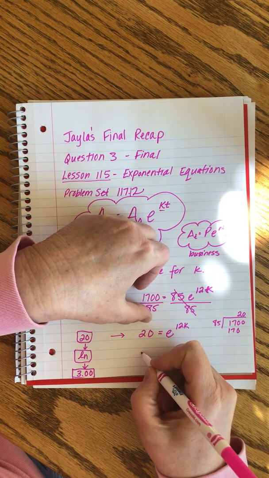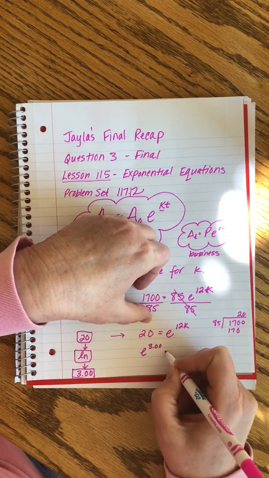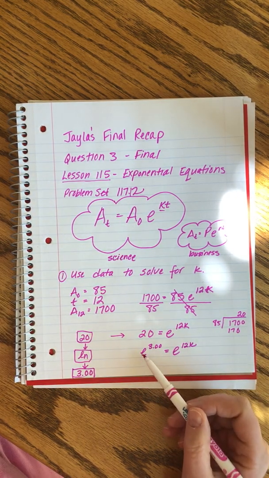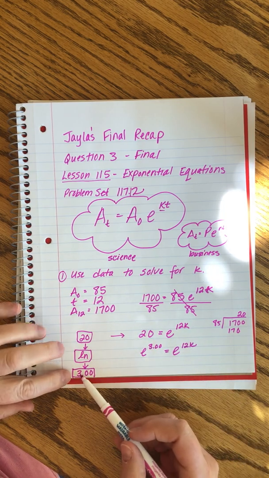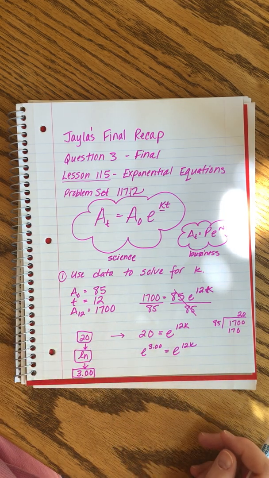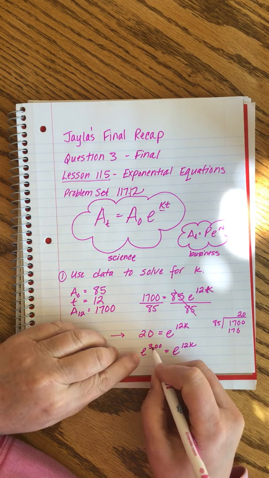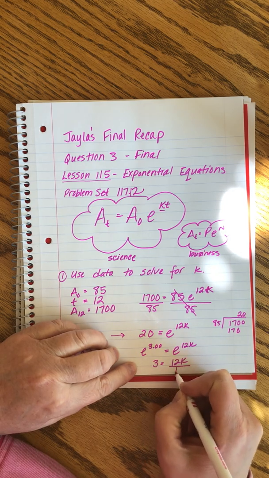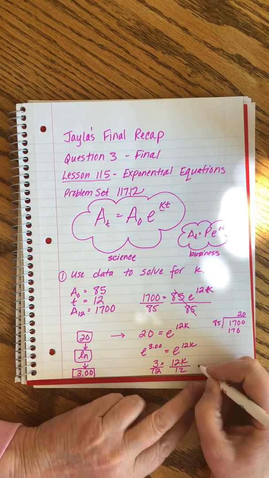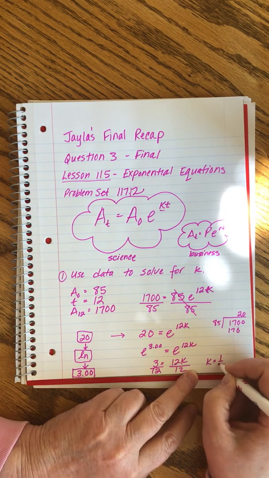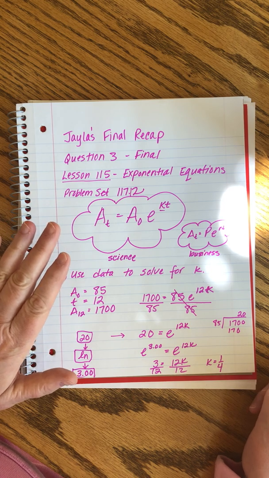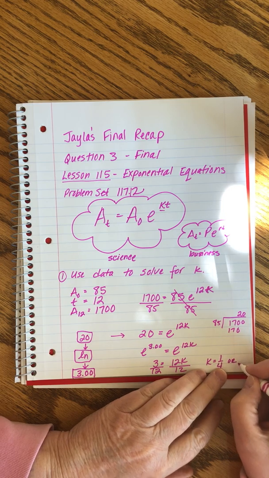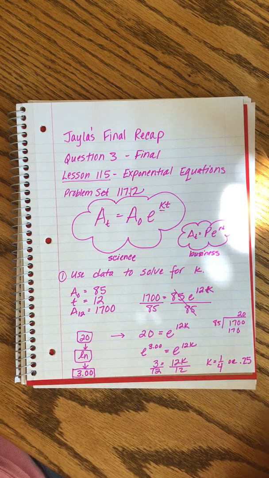But that tells us we can rewrite this as e to the 3.00 equals e to the 12k. All right, so we've rewritten 20 as an exponent on the natural log. Now we can take the exponents and make them equal to each other. 3 equals 12k, divide both sides by 12, and we get k equals 1/4, or because it's science, we like to do 0.25.